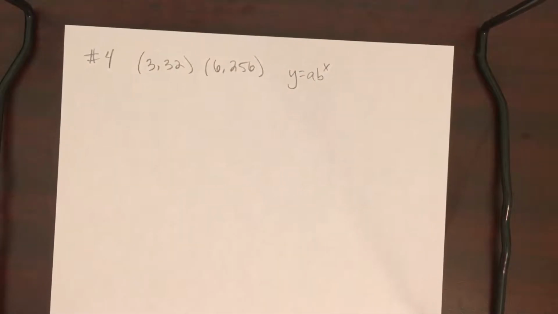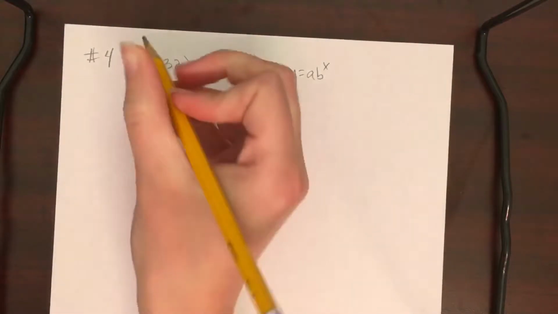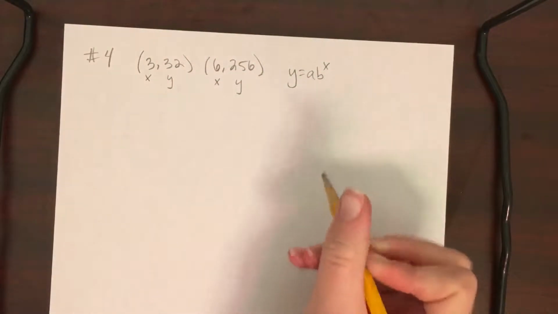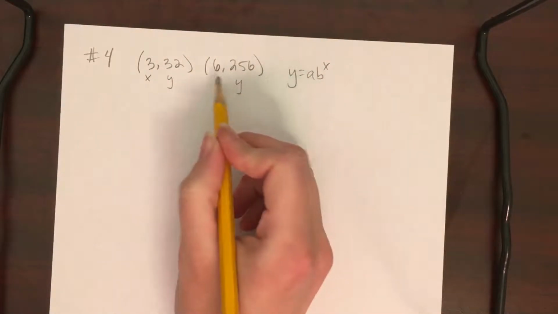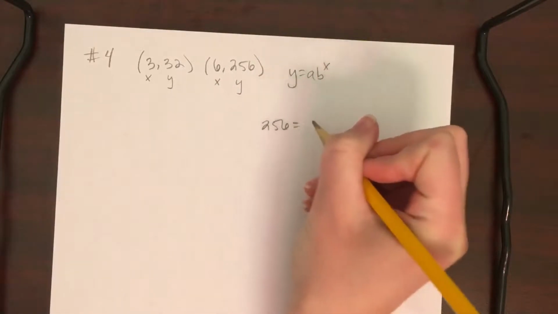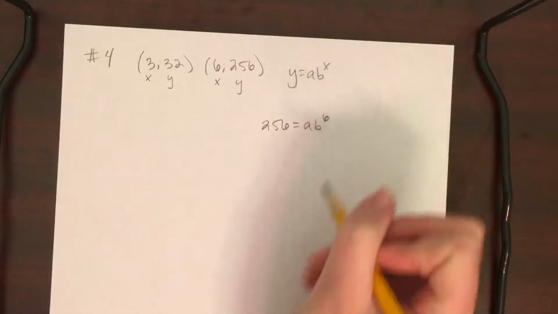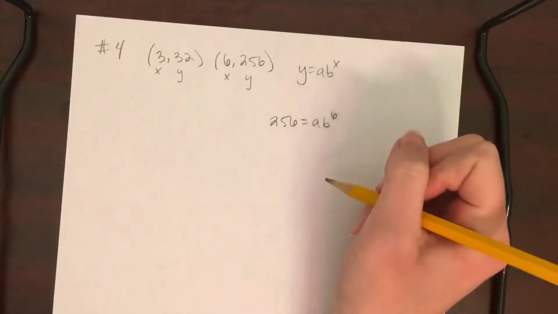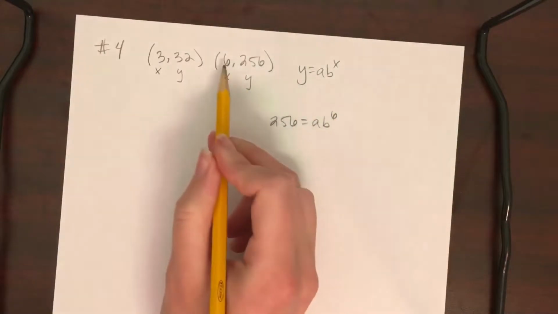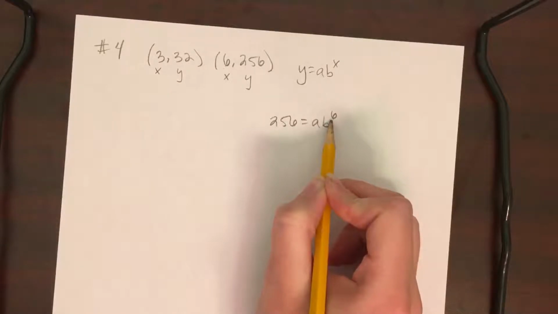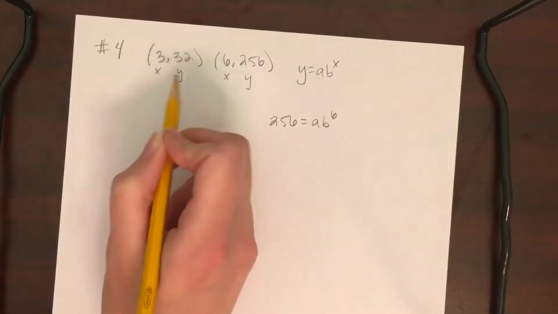And let's use this new method of substituting these values, which is an x and y, x and y, into this equation. So I'll do this point first. I'm going to replace the y with 256 equals a times b to the 6. We said in the other video it's helpful if we stack these equations on top of each other, and if we put the one that has the higher exponent on top, it just makes it easier.